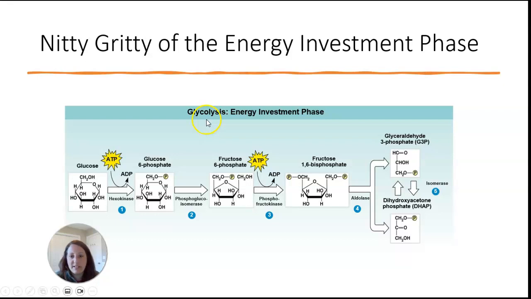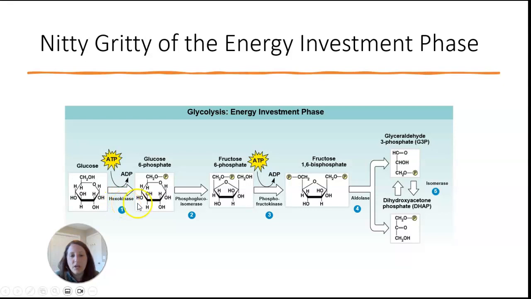So this is the energy investment phase on this slide. So here we start with glucose. That should look familiar. It's a 6-carbon sugar. Glucose is going to be phosphorylated to form glucose 6-phosphate. So on carbon number 6, there's a phosphate group. This process here is going to be catalyzed by this enzyme, which is called a hexokinase. And that's the first enzyme in this pathway.